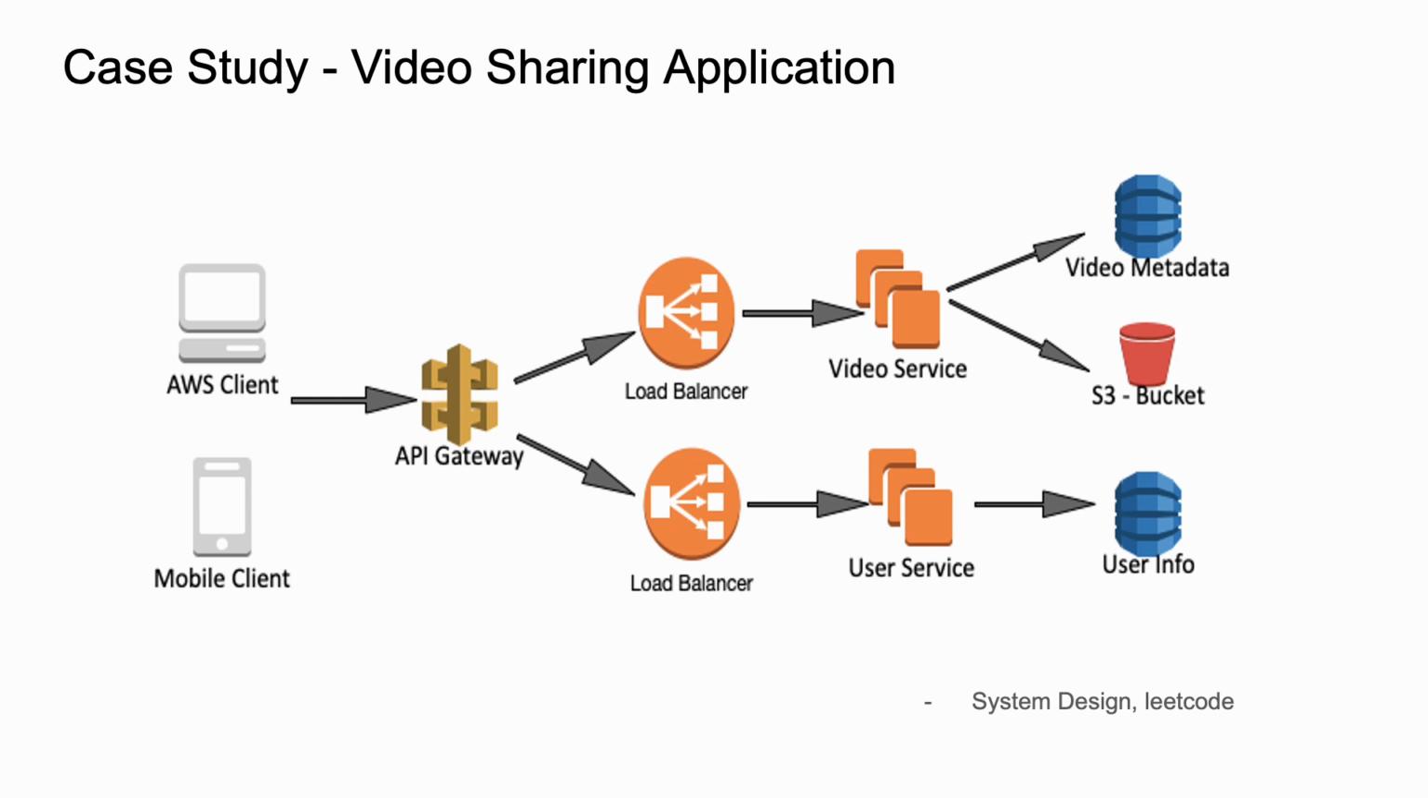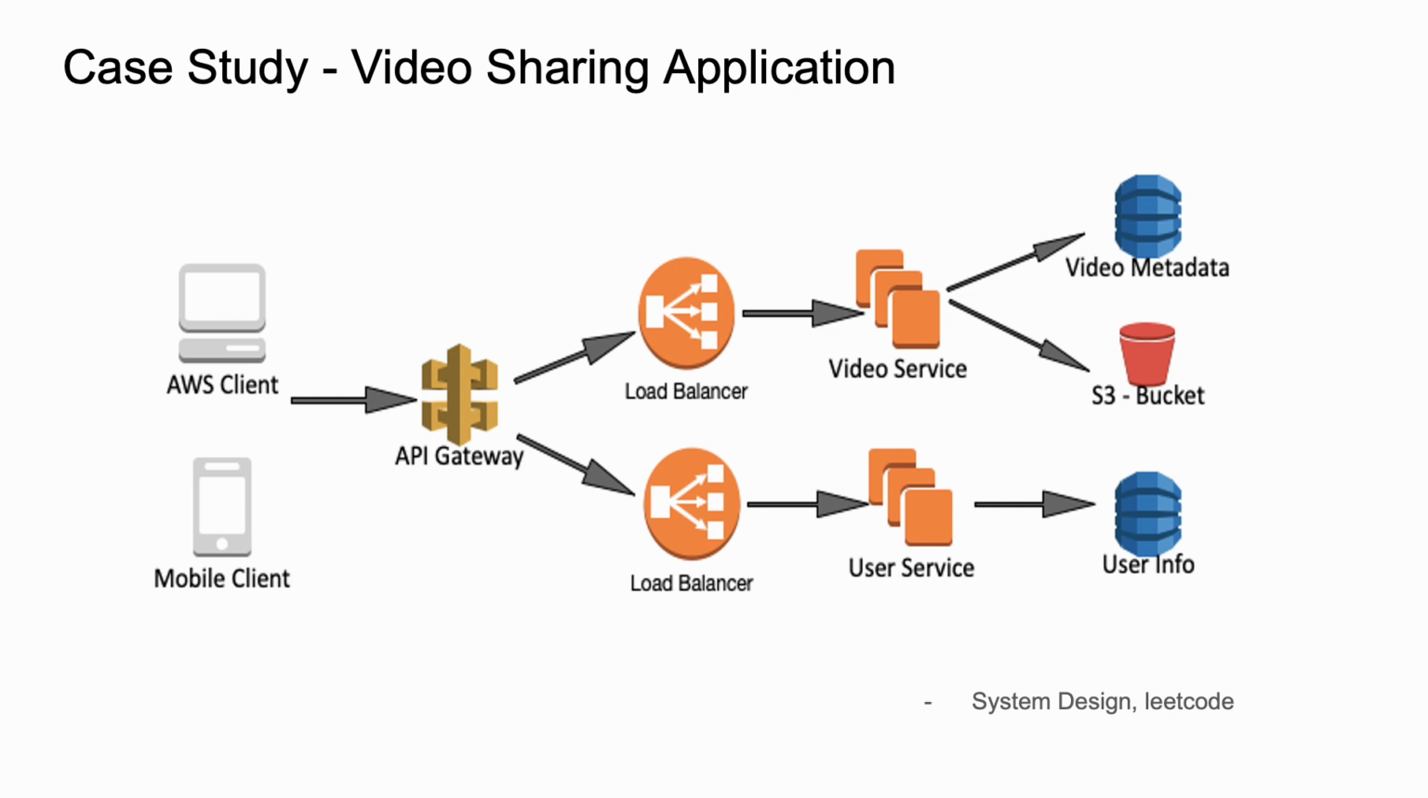We have two microservices in this architecture, which are the user service and the video service. Load balancers are strategically positioned to distribute incoming traffic across multiple instances of the video service and user service, ensuring optimal performance and reliability. The video service manages video content and metadata, handling uploads and storage, while the user service oversees user data, authentication, and profile information. Both services interact with dedicated databases to efficiently store and retrieve video data and user information.